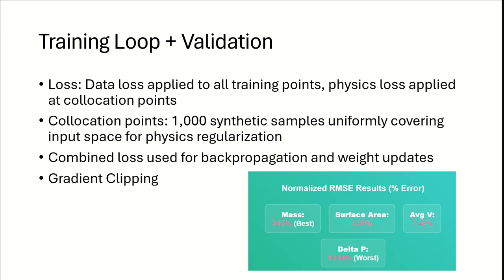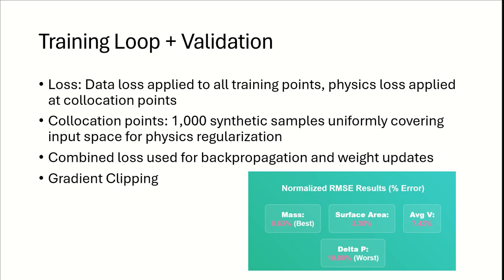Real quick, I'll go over the training loop, data validation, and basically the results over here. So we had 1,000 synthetic samples uniformly covering input space for the physics regularization. We used the combined loss for backpropagation and weight updates. And I found gradient clipping quite helpful in the case of exploding gradients due to scale issues still happening. So that really helped with the training loop as well.